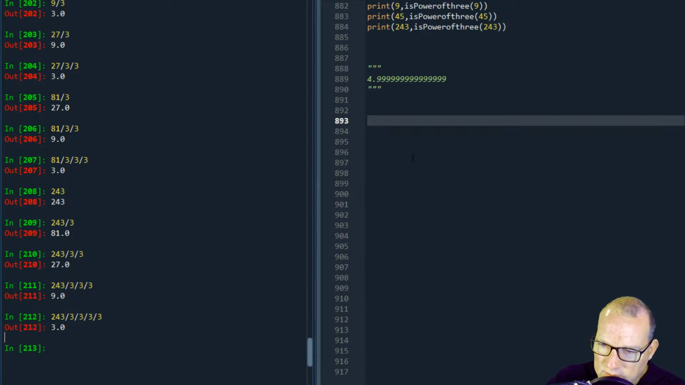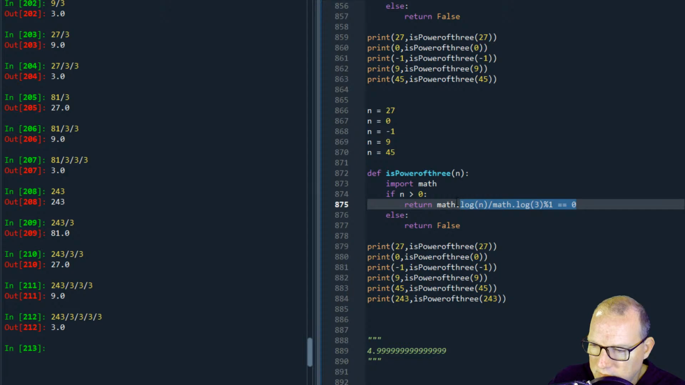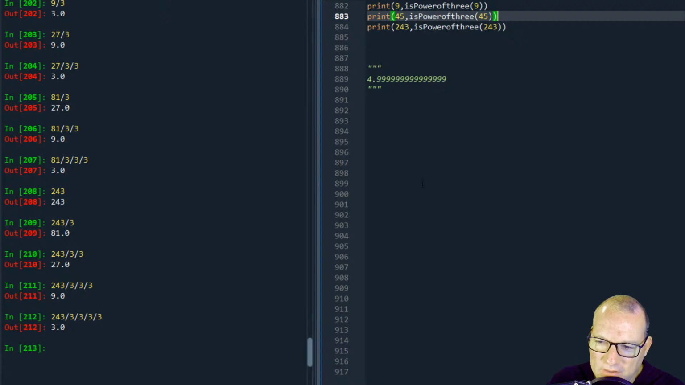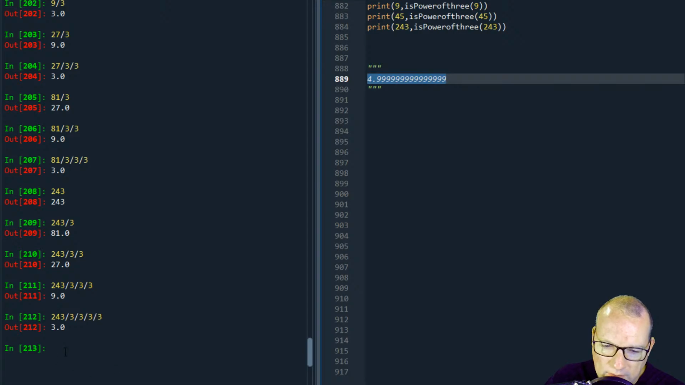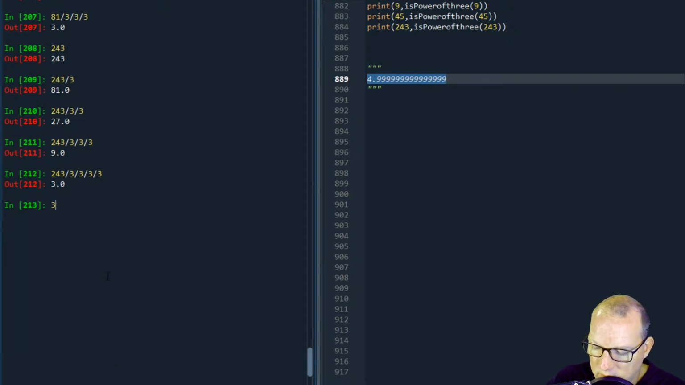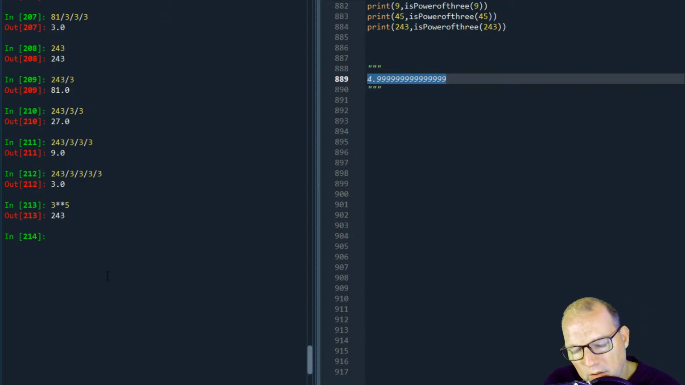Somebody pointed out, I think it was Jay, that we could do this with a logarithm. But I had a very strong feeling that LeetCode does a very good job of exploiting problems with built-in functions that Python has. So the issue when we got to 243 was it returned 4.999999, and actually 3 to the power of 5 is 243. So that dawned on me. I was like, there's a weird error.